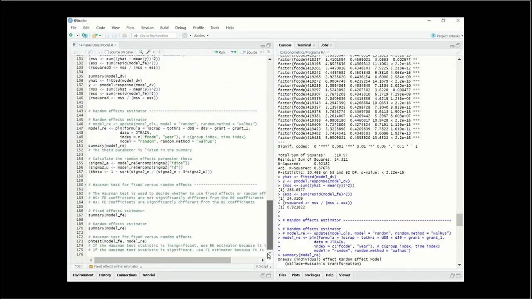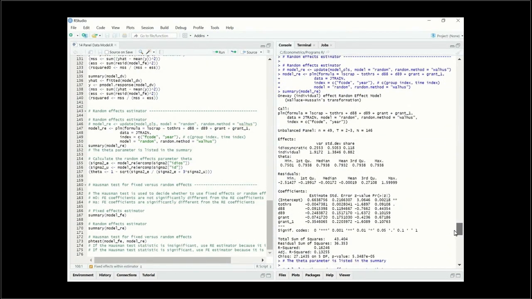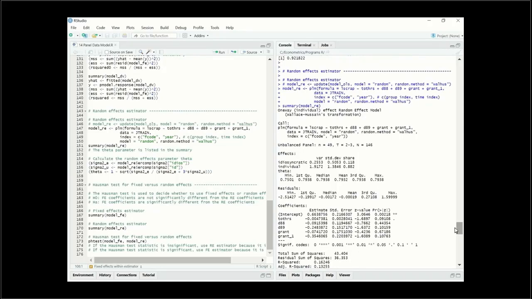Okay, then the final model that we're going to be doing today is the random effects estimator. This is appropriate when we actually have individual specific effects that are not correlated with the error term. And so we can estimate this model by updating the first one that we have. All we need to change is to say model equals random, and for the random method, we are going to use the Wallace-Hussain random effects estimation method here.